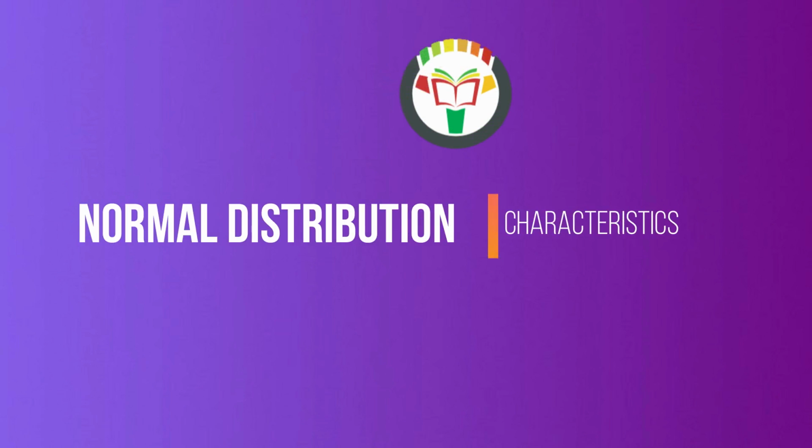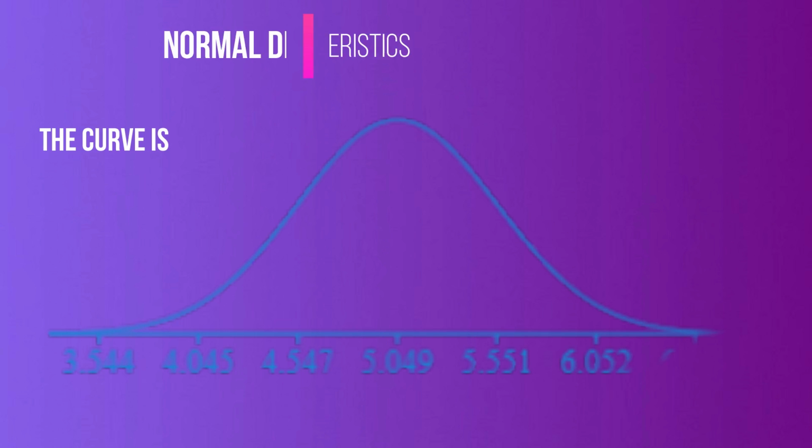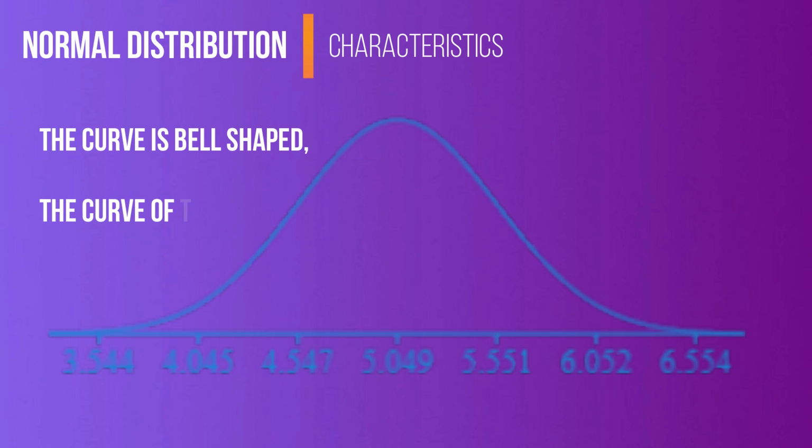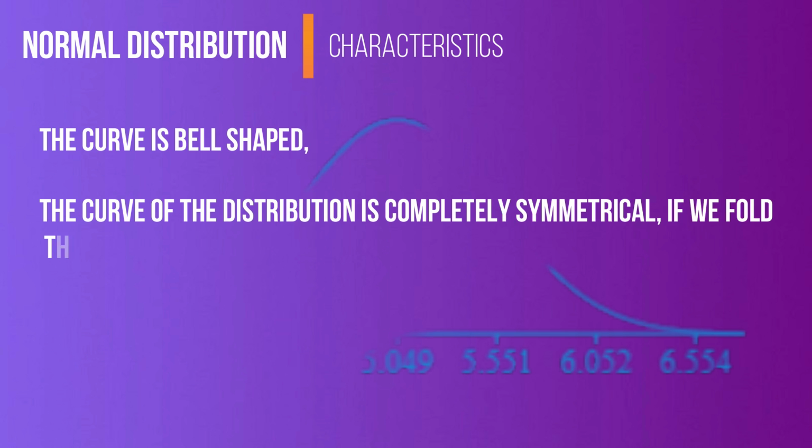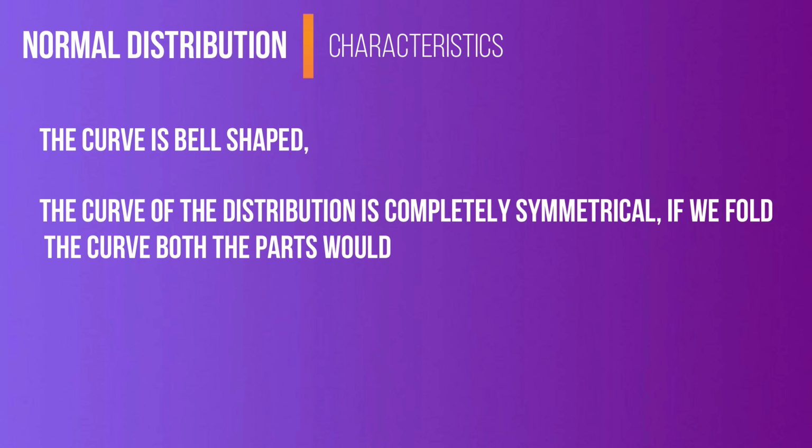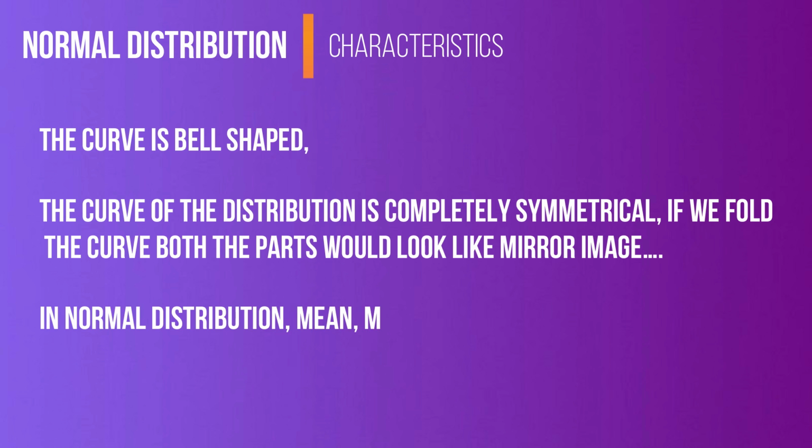There are characteristics for identifying a normal distribution. The main characteristics are that the curve will look like a bell. It will be a completely symmetrical distribution. If you were to fold it in two parts, you'd see that it's exactly a complete mirror image. And in a normal distribution, the rule of thumb is that the mean, median and mode will more or less be the same.